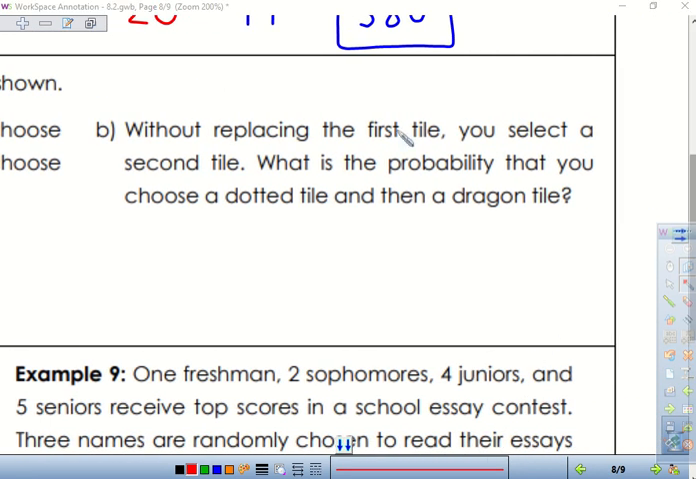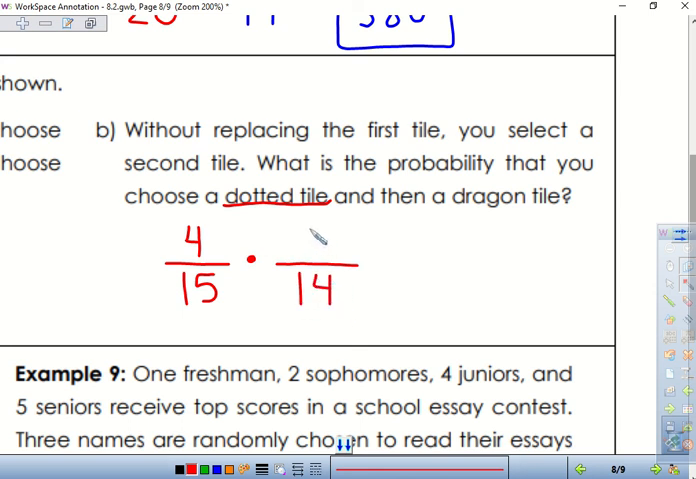So, without replacing the first tile, you select a second tile. What is the probability you choose a dotted tile and then a dragon tile? So basically, you're trying to choose the dotted tile first. So what's the chance of getting a dotted tile first? Good, 4 out of 15. And then you want to choose a dragon tile, but you don't replace it. So now your odds are out of what?